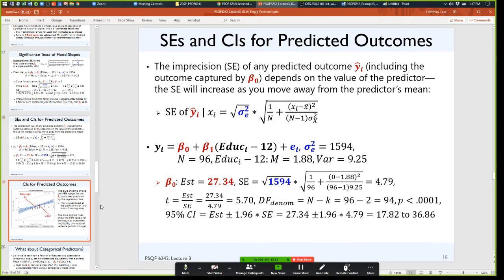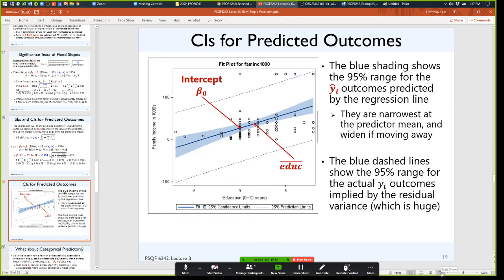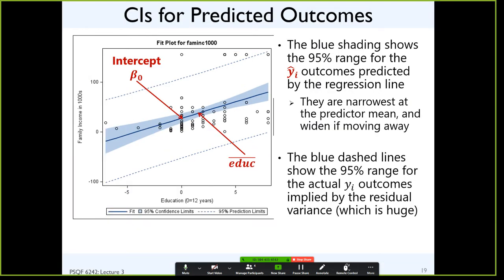And I have a picture of how the software generated a confidence band for me. This is slide 19. Do you see the blue shading? That's the band that describes the 95% interval of what the predicted y outcomes would be from this regression line. So it necessarily gets wider as you move away from the middle, where there's less precision. The dotted lines, the blue dotted lines, also take into account the amount of error that we have in the model, the amount of residual variance.